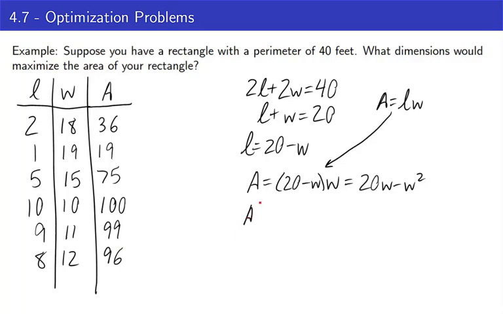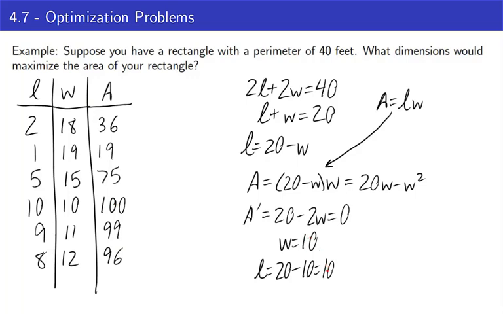So I'll take the derivative. The derivative is 20 minus 2W, and I'll set it equal to 0. From this I get W equals 10. And since the length was 20 minus W, I get that the length is 10 also. So what I did was find that when the derivative is 0, which is where we know maximums and minimums could occur, that seems to be the actual maximum area. It's the place where the area is largest, and that turns out to be when the width is 10 and when the length is 10.